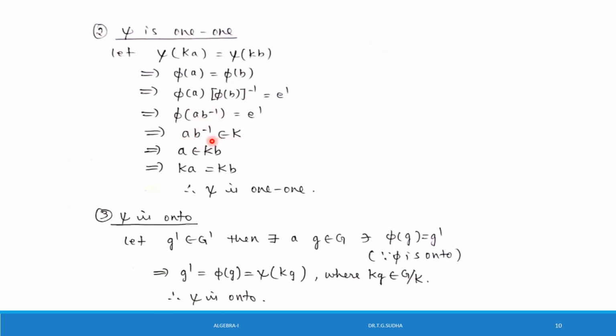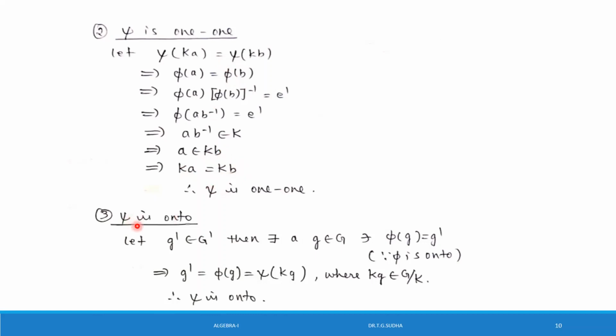Since AB inverse belongs to K, A belongs to Kb. Since A belongs to Kb, the coset generated by A will be equal to the coset generated by B, that is Ka is equal to Kb. Therefore, psi is 1-1. Since the images are equal implies the elements are equal. Therefore, psi is 1-1.